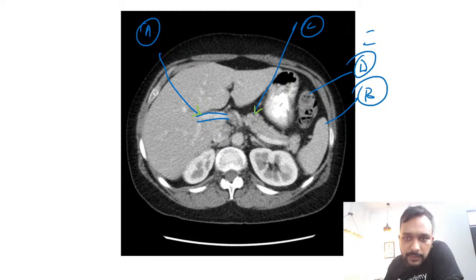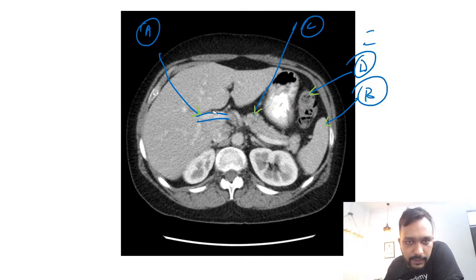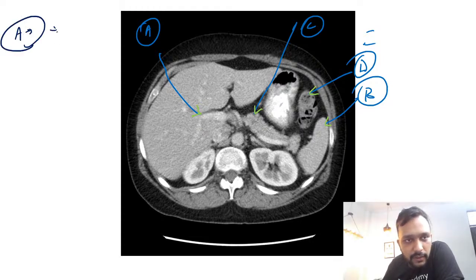Try to label the structures that are being shown to you in this image, guys. So let me tell you. The enhancing structure A that you are seeing here, what is this structure, guys, anyone? This is your portal vein, right?